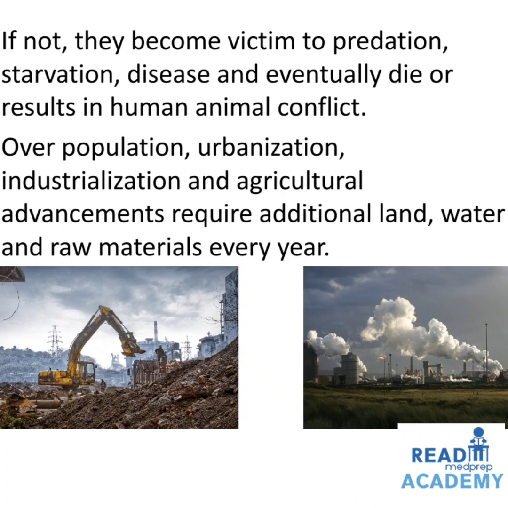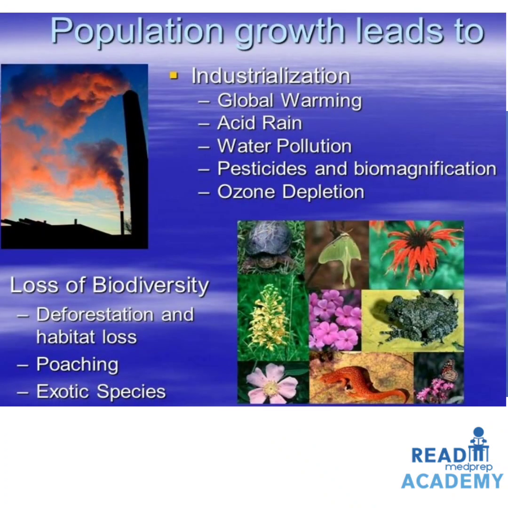In the image on the left side, you can see rapid urbanization going on where the lands are being utilized. In the right side image, you can see the industrialization resulting in usage of land and excess pollution of the air. Population growth leads to industrialization causing global warming, acid rain, water pollution, pesticides and biomagnification, and ozone depletion. This also causes loss of biodiversity, where they cause deforestation and habitat loss, poaching and introduction of exotic species.